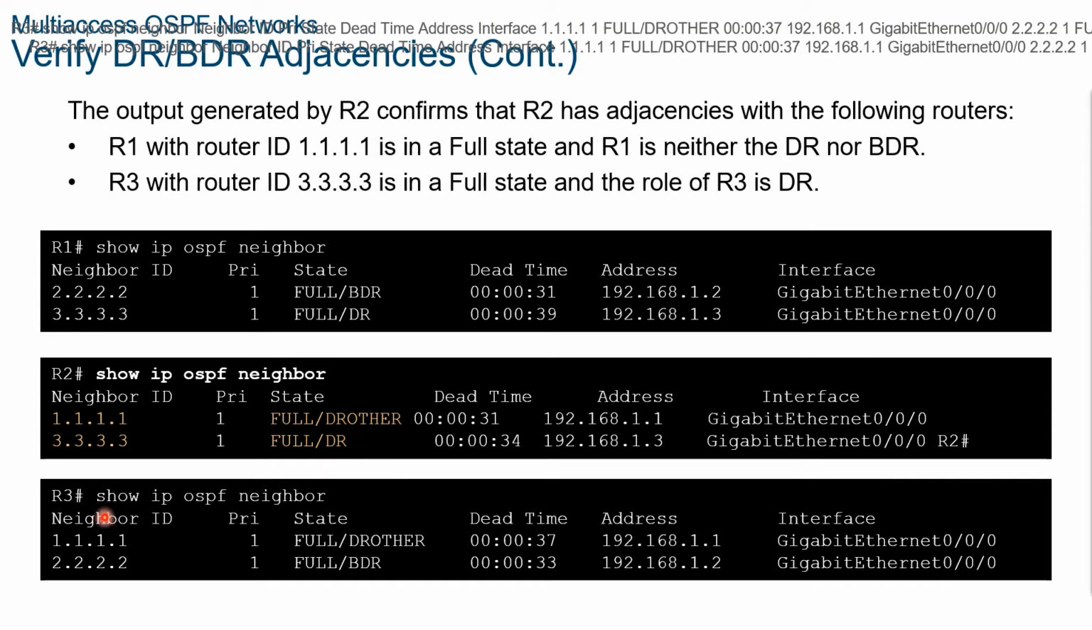All right. Now let us also evaluate R3 adjacencies. So show IP OSPF neighbor here. Now the output generated by R3 confirms that R3 has adjacencies with the following routers. So 1.1.1.1, that's R1. The R1 router ID is in full state, and R1 is neither the DR nor the BDR. R1 is a DROTHER. And then R2 with router ID 2.2.2.2 is in full state, and the role of R2 is BDR.